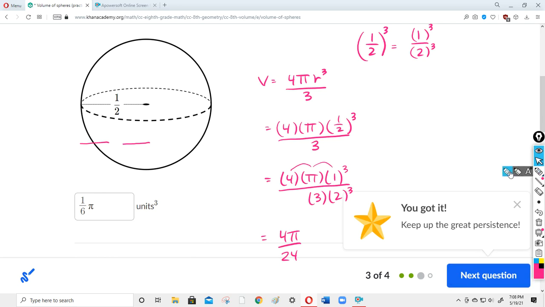So you have to reduce the fractions, guys. It won't take it. So 4 over 24. Okay, 4 divided by 4 is 1. 24 divided by 4 is 6. And we still have pi. You can put it on top or you can put it out front.